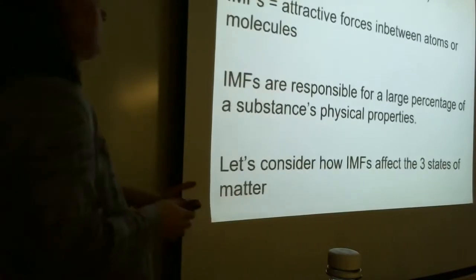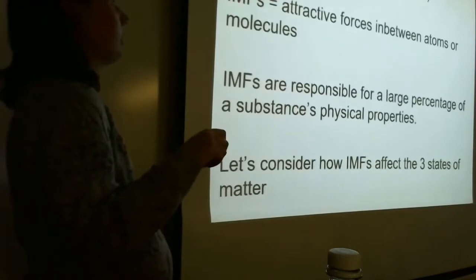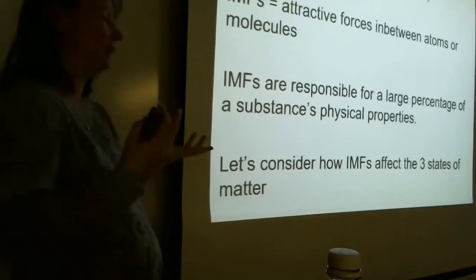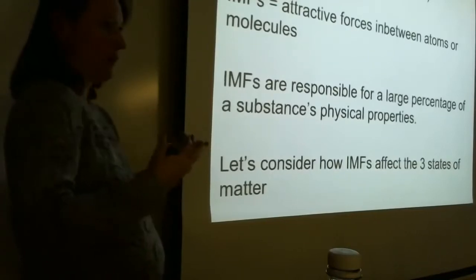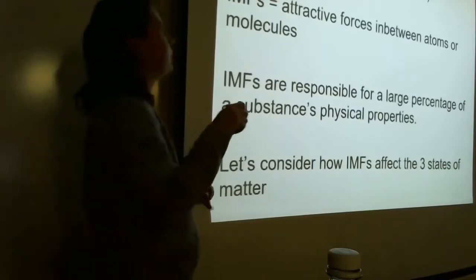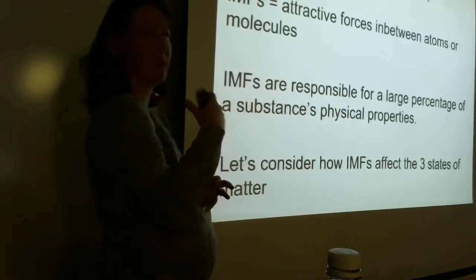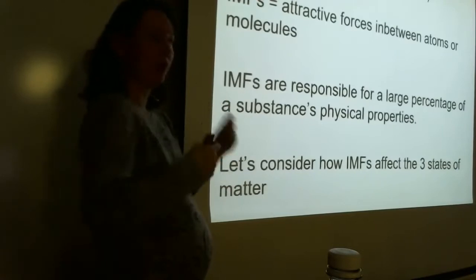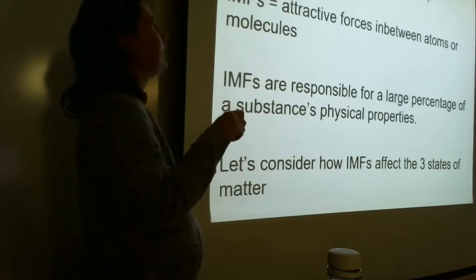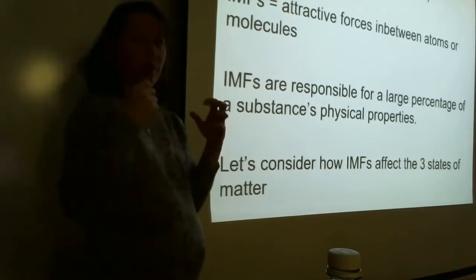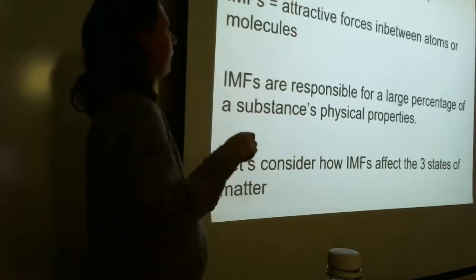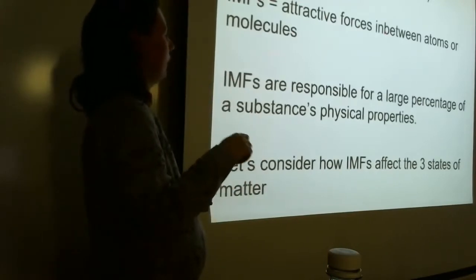It's a huge part. All right, so intermolecular forces are otherwise known as van der Waals forces. So if you see van der Waals forces in a book or online, it's the same thing as intermolecular forces. Now, inter means between, right? If you get on the interstate, that's a series of roads that go in between states, right? Interstate. So intermolecular forces are forces of attraction that occur in between molecules. They're attractive forces in between atoms or molecules.